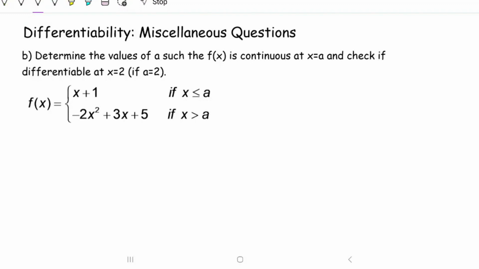It says determine the values of a such that f of x is continuous at x equals a, and then check if it is differentiable at x equals 2. So I think this is quite straightforward for us to do.